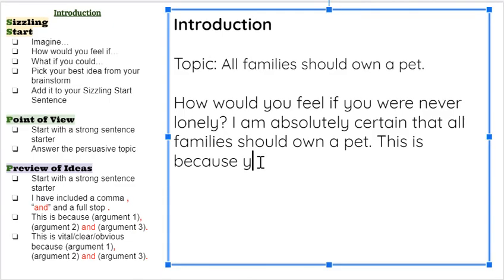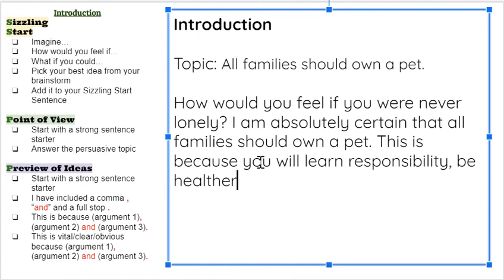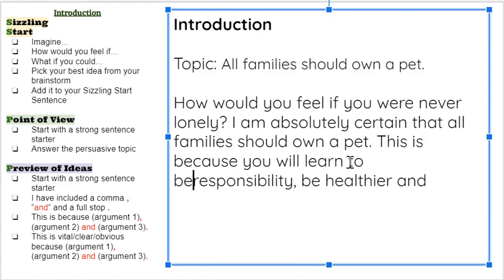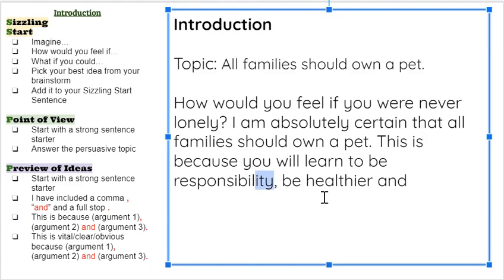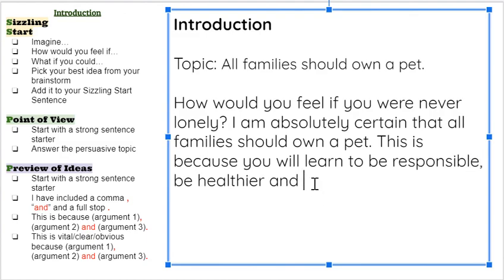So this is because you will learn to be responsible, be healthier, and let's put always, always be protected. Full stop. There you have it.